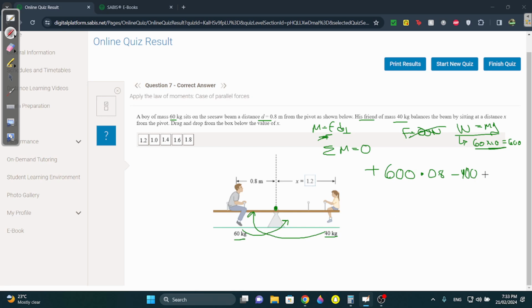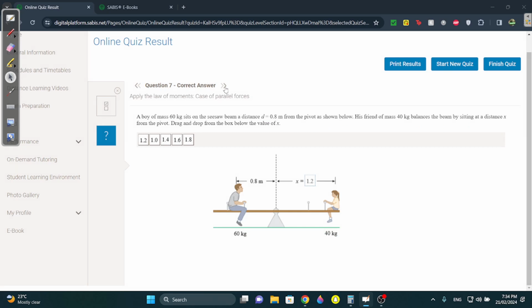60 times 0.8 minus 400 times the distance x, right? Equals 0. Let's do it. 600 times 0.8 is 6 times 0, 6 times 48. I think 4.8. 480 minus 400x equals 0. You get 400x equals 480. x equals 48 over 40, which is 1.2.